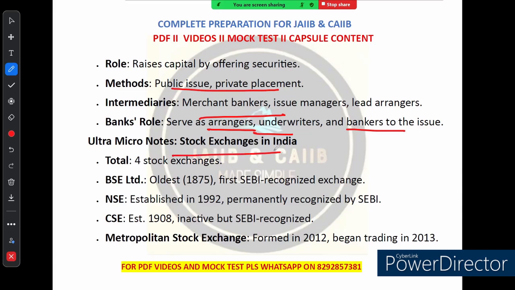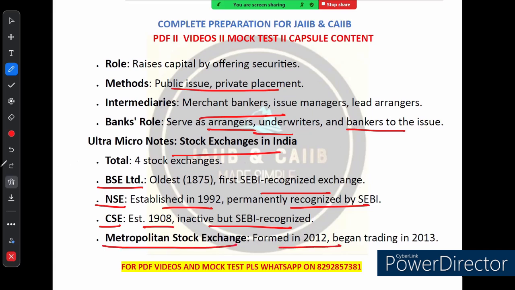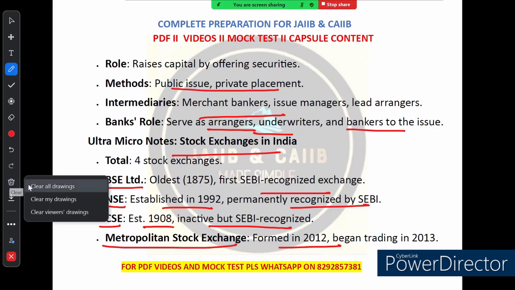Now let's talk about stock exchanges in India. India has 4 stock exchanges. First is BSE, called Bombay Stock Exchange, the oldest, started in 1875 and the first recognized by SEBI. Next is NSE, National Stock Exchange, established in 1992 and permanently recognized by SEBI. Next is CSE, Calcutta Stock Exchange, established 1908 but currently inactive although SEBI recognized. And the last is Metropolitan Stock Exchange, established in 2012 and it started trading in 2013.